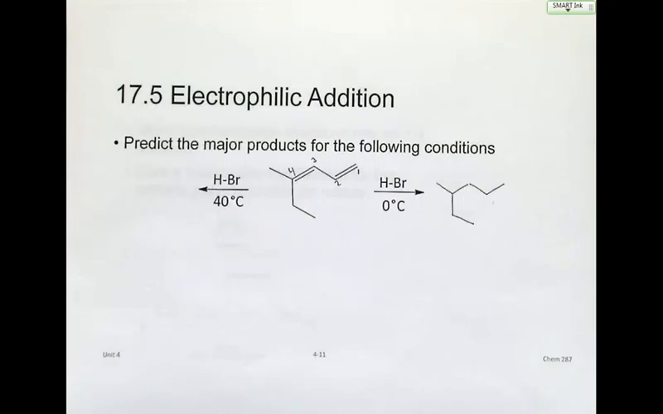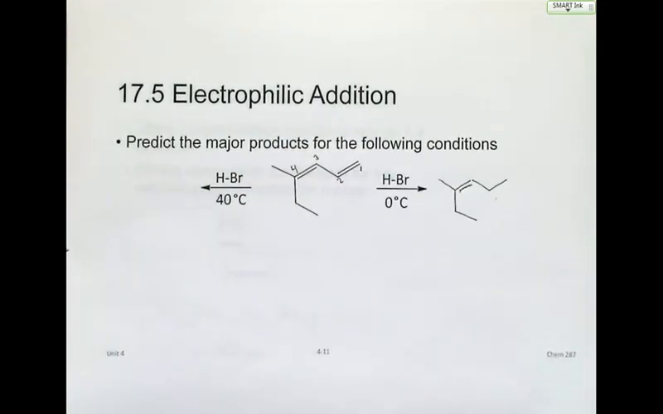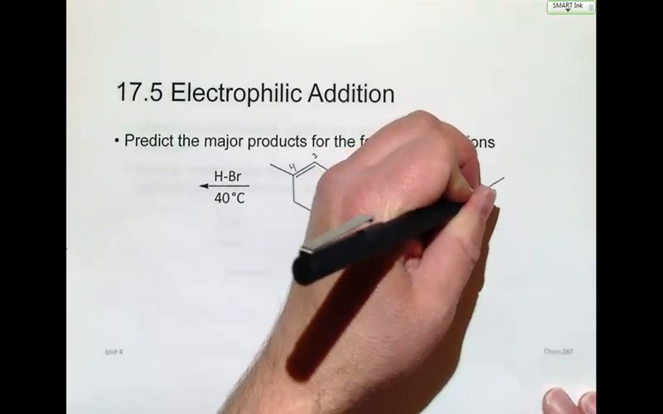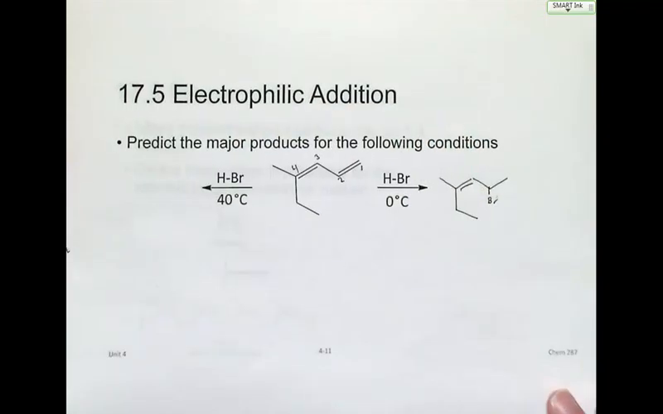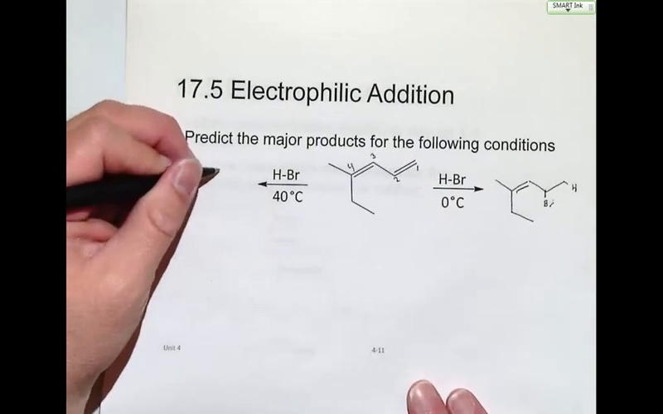Okay, so we're going to favor at 0 degrees C the 1,2 or the 1,4? Zero degrees C, we should favor the 1,2. Okay, and then we have to decide where does the nucleophile go, the bromide? Is that going to go in the primary position or the secondary position? Secondary. And the H goes over here. Now it's the opposite case at 40 degrees Celsius, we're going to favor the 1,4.